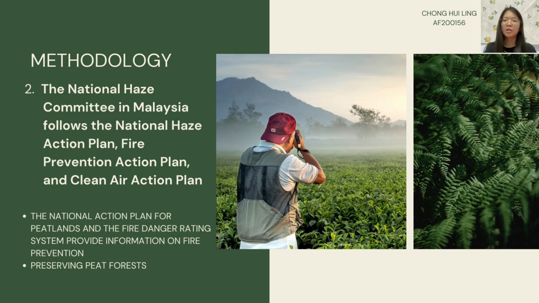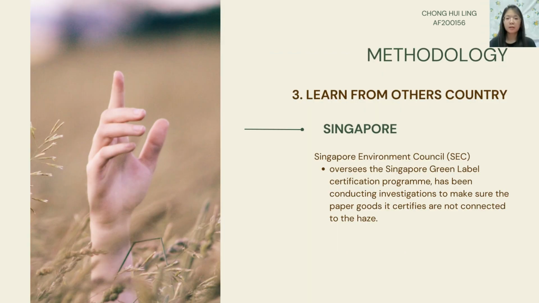The second strategy is that the National Haze Committee in Malaysia follows the National Haze Action Plan, Fire Prevention Action Plan, and Clean Air Action Plan when making decisions at the national level. The National Action Plan for Peatland and the Fire Danger Rating System provide information on fire prevention measures outside the haze event, while the Haze Impact and Health Management Action Plan provides information on haze protection methods. The third strategy is that we can also learn from other countries about haze problem solutions, such as Singapore.